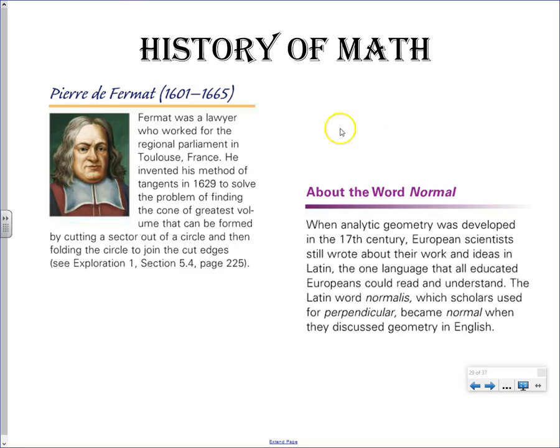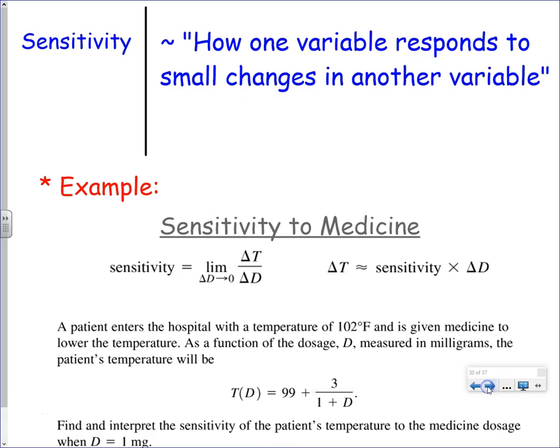European scientists wrote about their work and ideas in Latin. It was the educated language of the day. Some classical academies still teach Latin. Normalis. What scholars used for perpendicular became normal when they discussed geometry in English. So does normal have anything to do with our English understanding of normal? No, not at all. It comes from Latin. Anyway, that was interesting. Let's keep going.